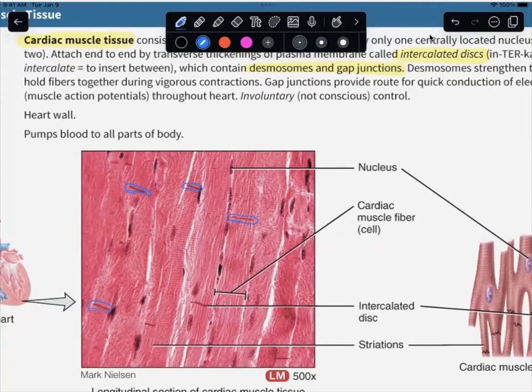Cardiac muscle cells are shorter than skeletal muscle. So when you look at a skeletal muscle, you're not going to see the end of one muscle cell and the start of the next muscle cell. You'll just see lots of these muscle cells in nice, neat rows. Cardiac muscle, you're going to see these intercalated discs. That is the start of one muscle cell and the end of another.